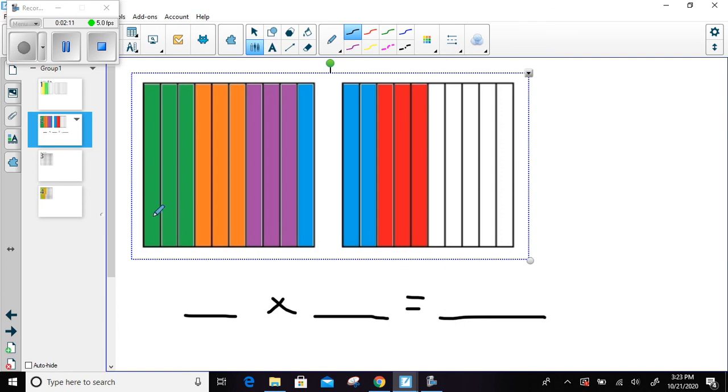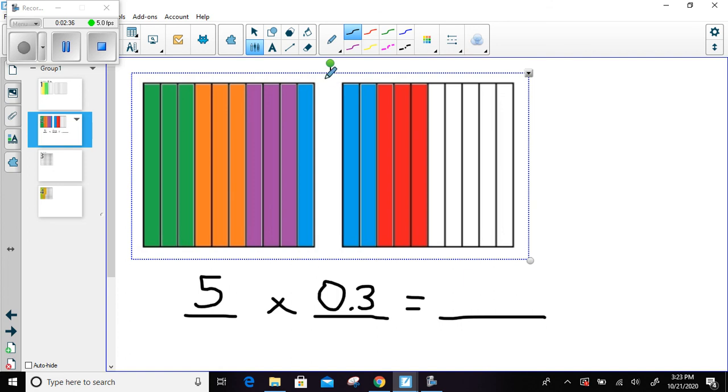So how many groups do I have? Well, I can tell that by counting the colors. We've got green, orange, purple, blue, and red. That gives us 5 colors, so we're doing 5 times something. Let's see, how much is in one group? 1, 2, 3 out of 10, so it's 3/10 again. I didn't realize I used 3/10 again, but it doesn't really matter. So this problem is 5 times 3/10.